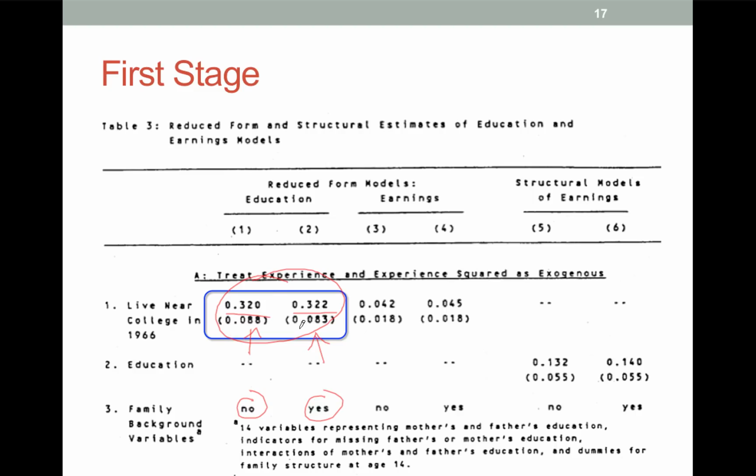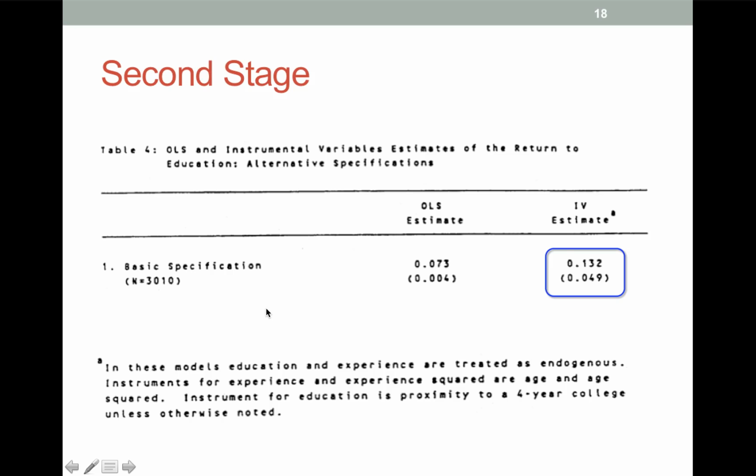Now in his second stage, he used these coefficients to predict out education for everyone in his sample, and then regressed log wages on that predicted education. And what he got was an estimate of 0.132, or rather, he estimated that a year of education would induce a 13.2% increase. Each year would induce a 13.2% increase in wages.